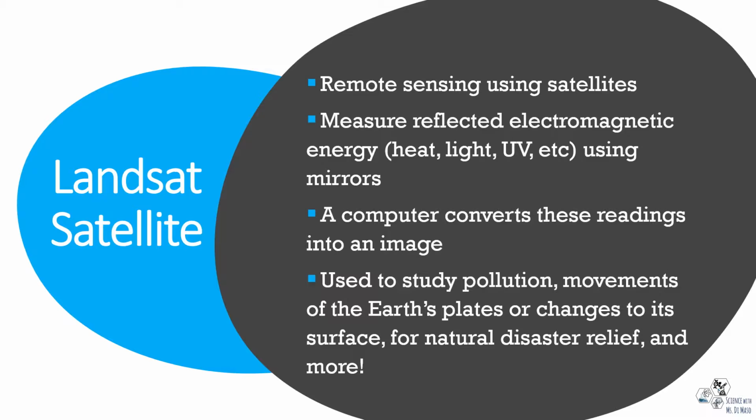The first type that we're going to talk about is the Landsat satellite. This is remote sensing using satellites. So the satellites that are orbiting the Earth are going to measure the heat and the light and the ultraviolet that are coming back off of the Earth and going out into space. And what's going to happen is a computer is going to convert these readings into an image.